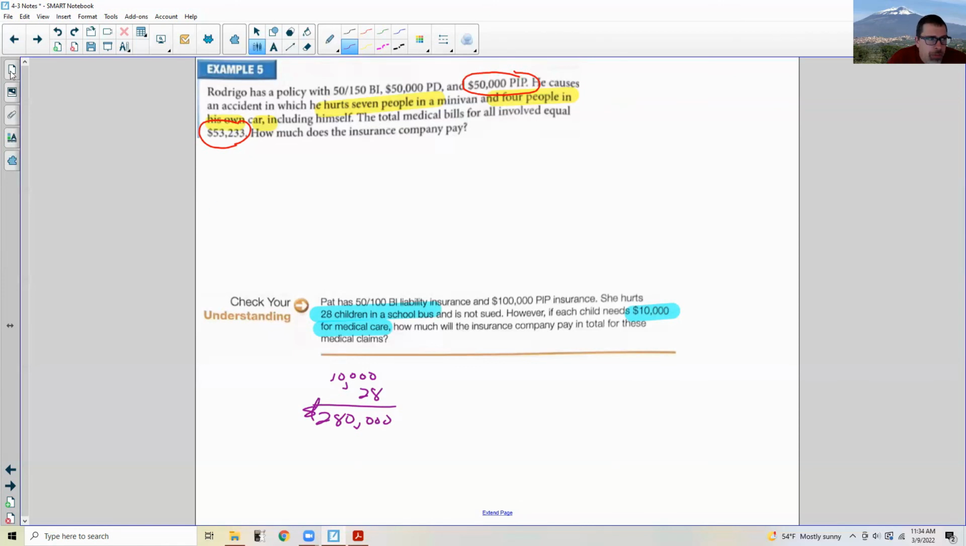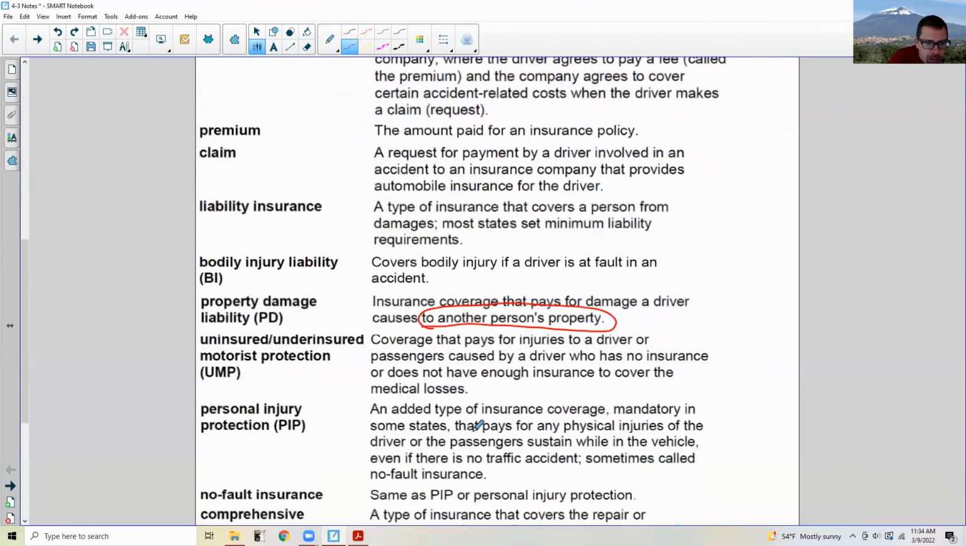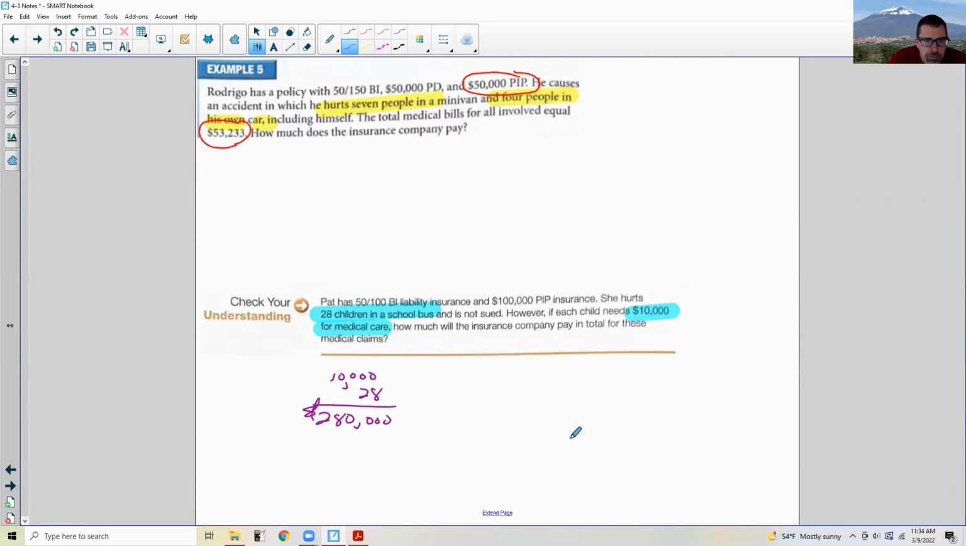Well, the PIP, let's go back to it, page 1. The PIP pays for physical injuries to the driver or the passengers sustained while in the vehicle, even if there is no traffic accident, sometimes called no-fault insurance. So they will pay it regardless of whether there's an accident. The $100,000 PIP coverage limit is per person per accident. And since these were only totaling $280,000, they're only $10,000 each, that's less than $100,000. So the insurance company is going to pay all of this $280,000.